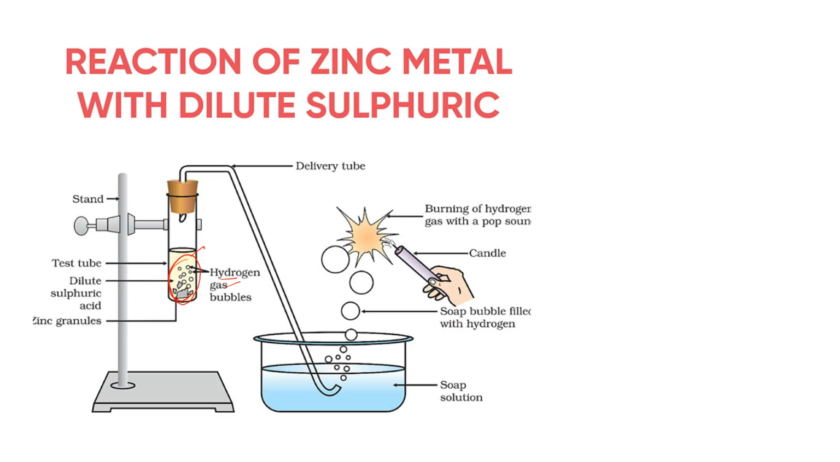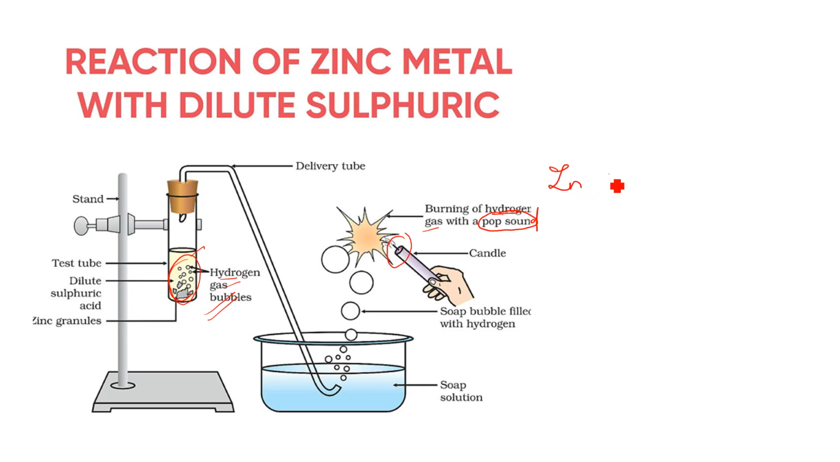Now, if you want to test the type of gas which is released, you take a burning splinter or a candle and bring it to the mouth of the test tube. Then the hydrogen gas burns with a pop sound. There will be a pop sound. So that proves that the released gas is hydrogen. So in this reaction, gas is released.